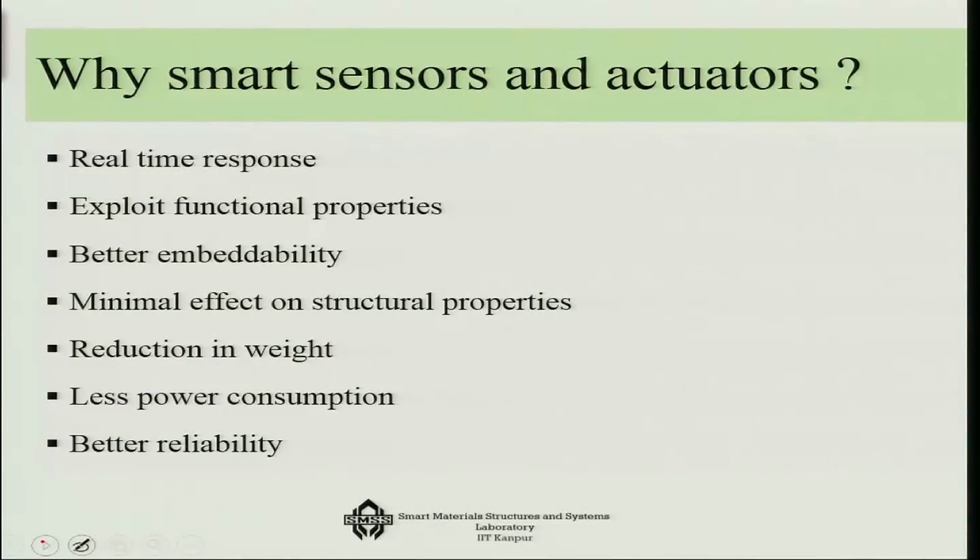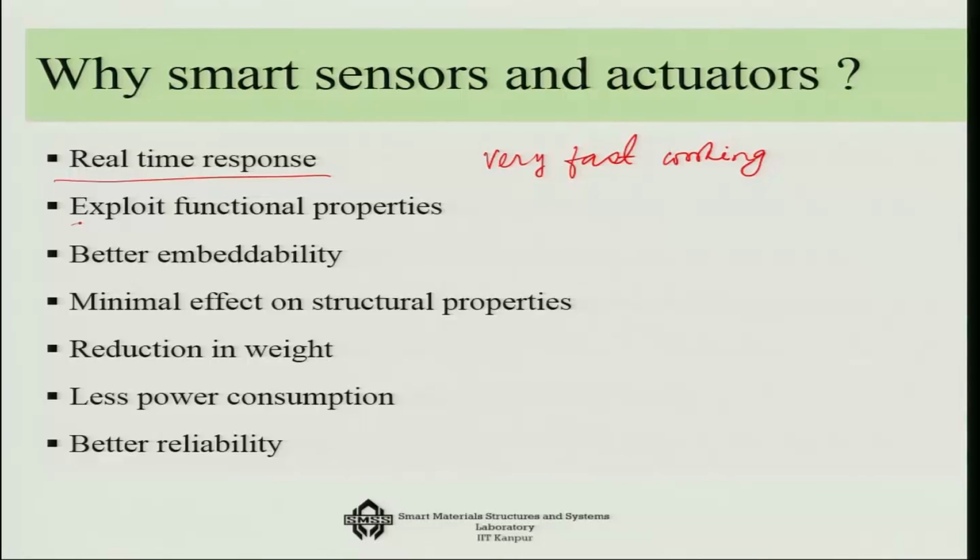So why are smart sensors and actuators important today? The first important thing is that the real-time response is very, very fast. For example, in today's world, think of your single lens reflex (SLR) camera. You want a quick change of focus, and who does that? A piezoelectric crystal. So you get a really fast response.